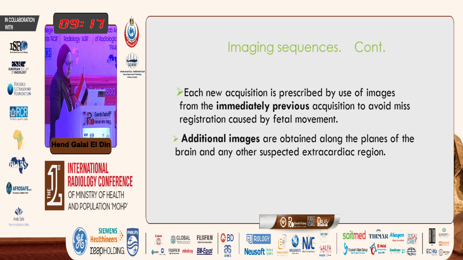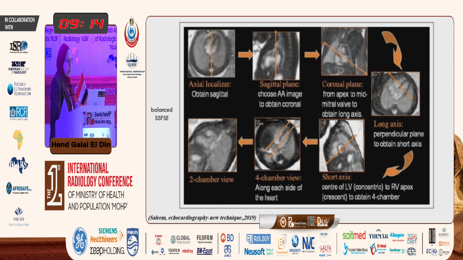if a syndrome is suspected. This image highlights the steps taken in fetal cardiac MRI, starting with an axial view, obtaining a mid-sagittal plane to get a pure, perfect sagittal plane, choosing aortic arch images from it, and getting a coronal plane from the apex of the left ventricle to the mid mitral valve, from which we can obtain a long axis view.